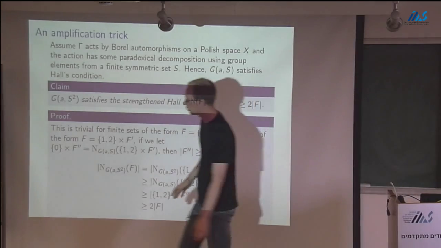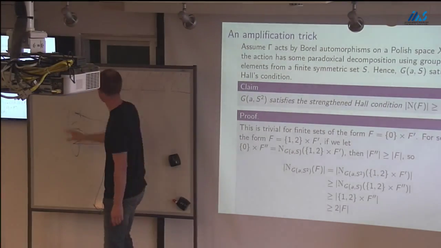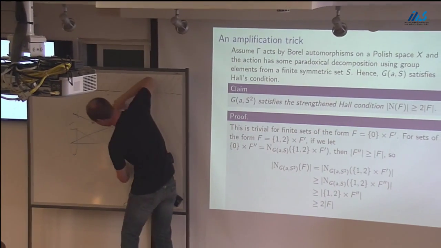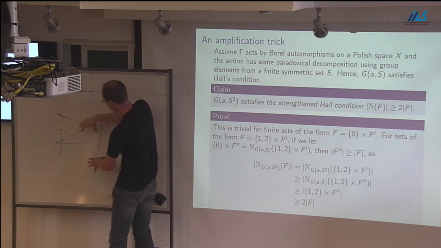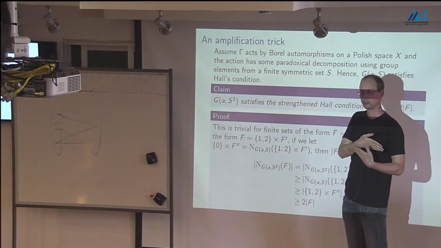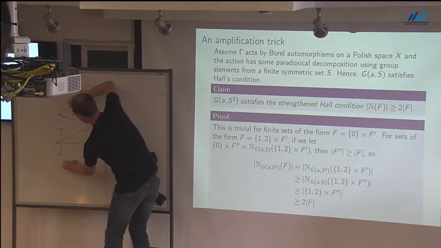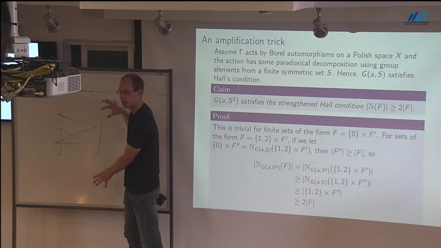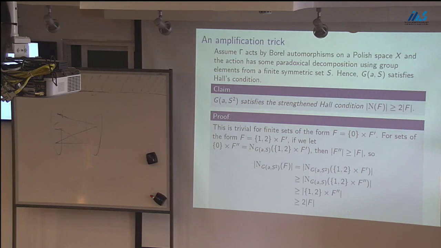And I guess I erased the picture here, but the idea is that if you have Hall's condition in G_S, and so you can go from here to here and keep the size of the set the same, when you enlarge by S squared, you can think about neighborhoods in this graph as taking neighborhoods twice in the original graph. And one of the times you automatically increase in size by 2 because you split X into 2 copies of X, and you have at least one group element in the set S. So here's the actual careful argument.